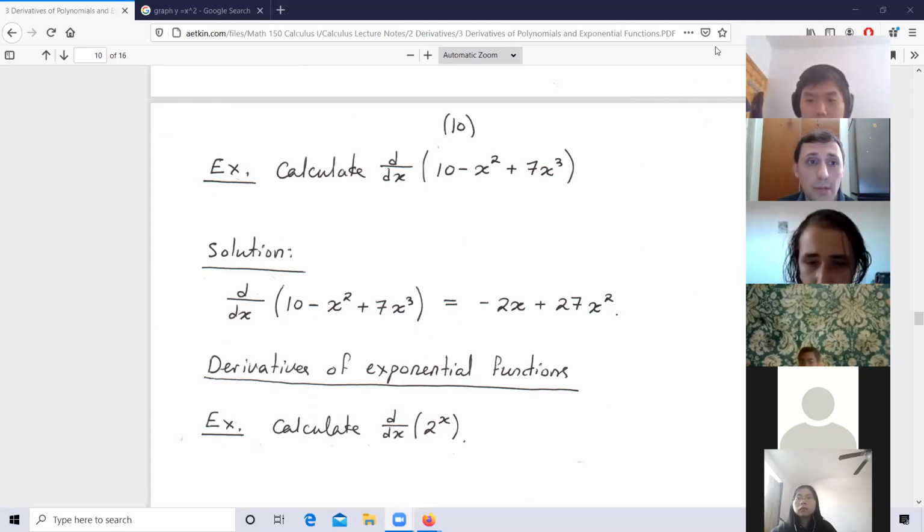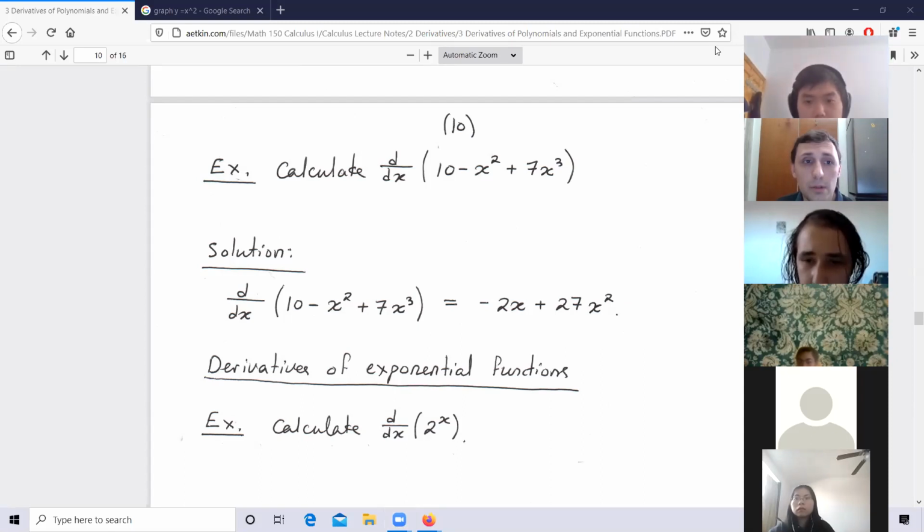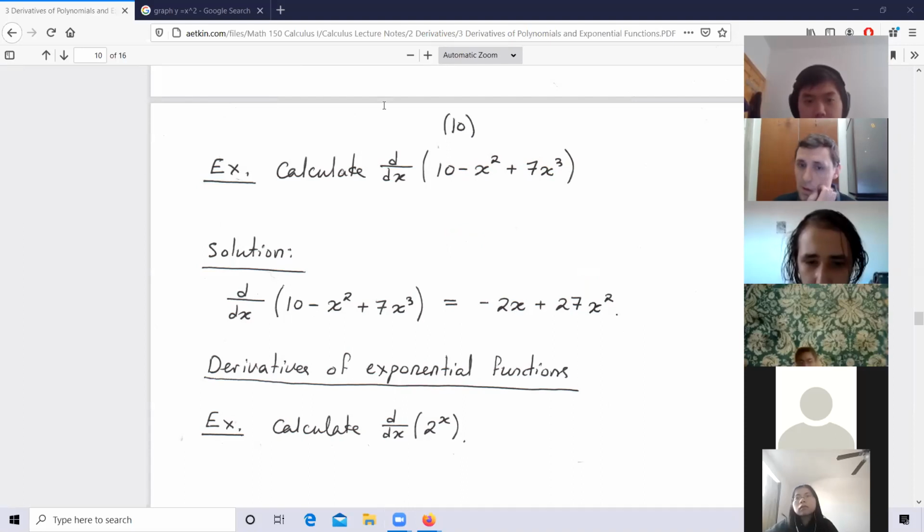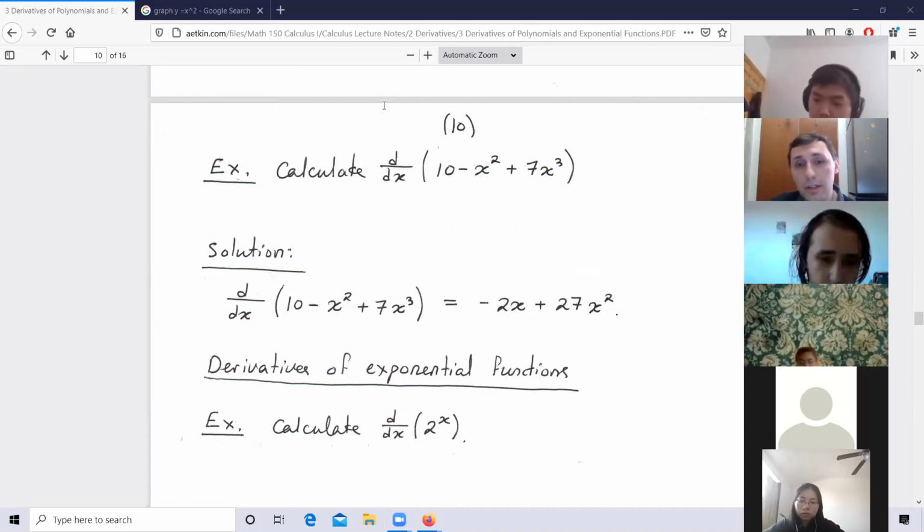You mean somewhere I made a typo? You mean in the previous question? Here? Well, here is the derivative. Let's say, so it's minus 2x. 3 times 7 is 21. You're right. But it's okay. More so, let's focus on the 2 to the x.